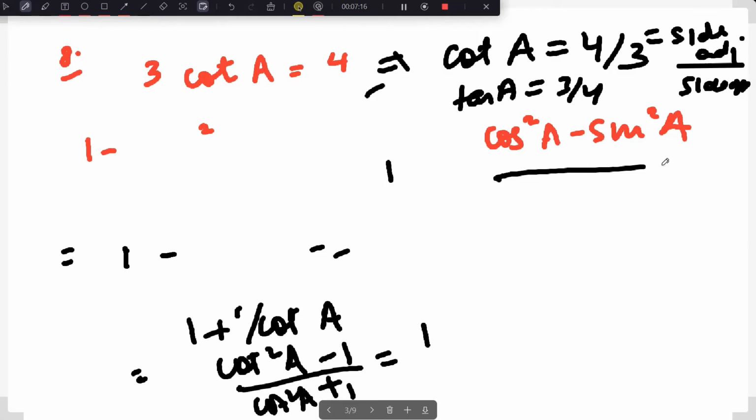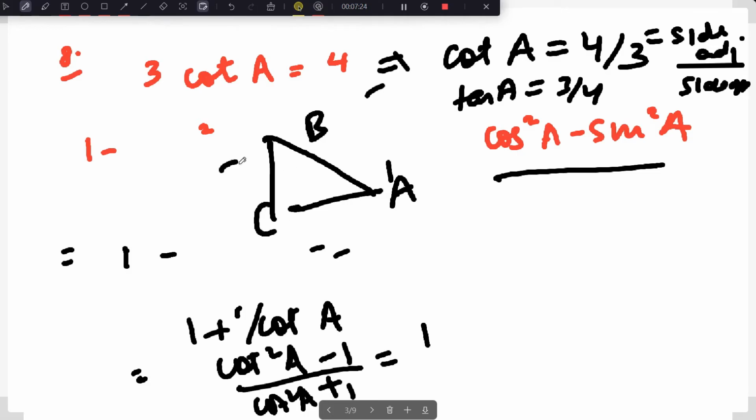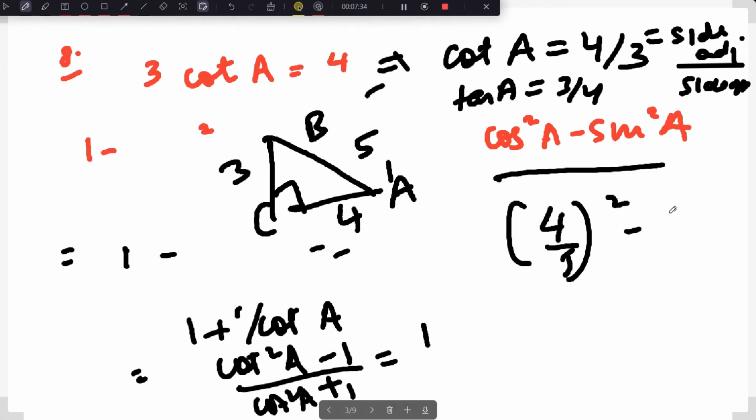Okay, so the second question is this: cos square A and sin A. As I said, this is the triangle which we are talking about. So what is cos A? Cos A is 4 by 5 and sin A is 3 by 5. Is this too fast? I think not.